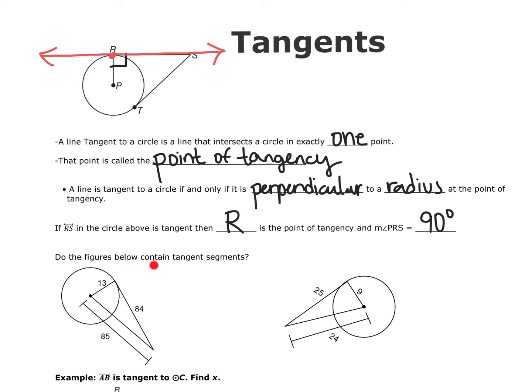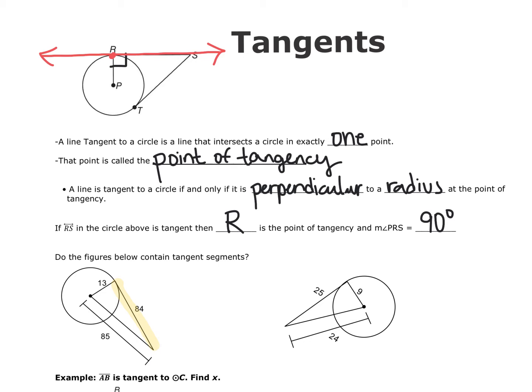Do the figures below contain tangent segments? The only way that this is tangent is if it's perpendicular to this. It looks like we have a triangle here, and we could check to see if a squared plus b squared equals c squared. If it is, then it is a tangent. It does contain a tangent segment, which would be the segment right here.